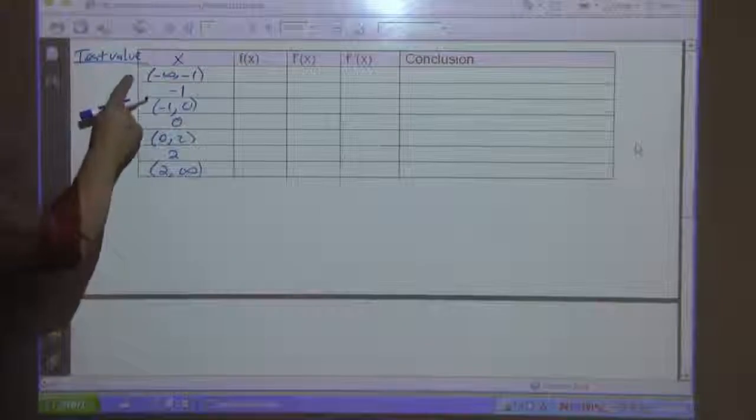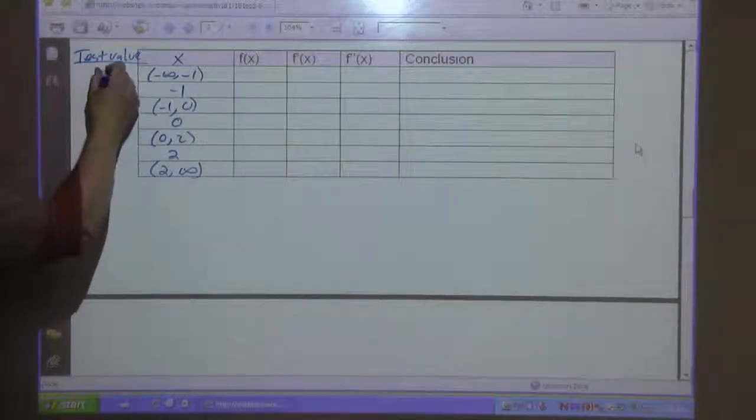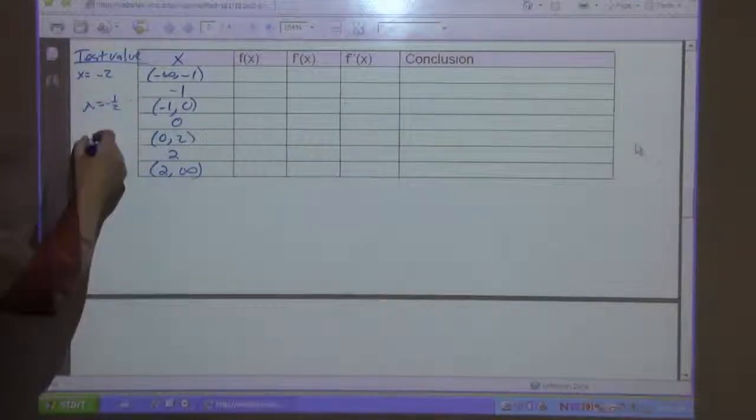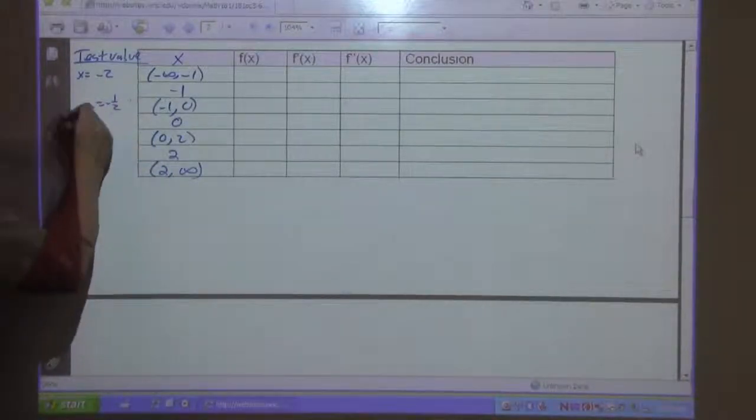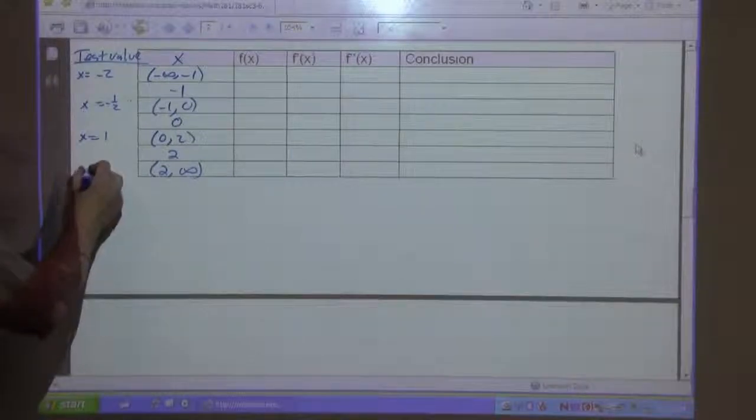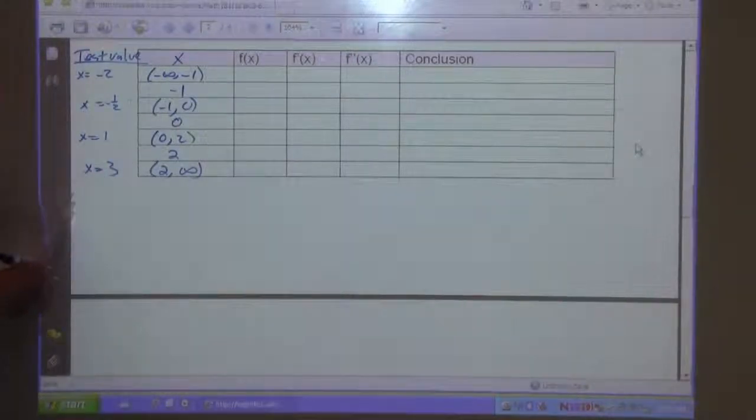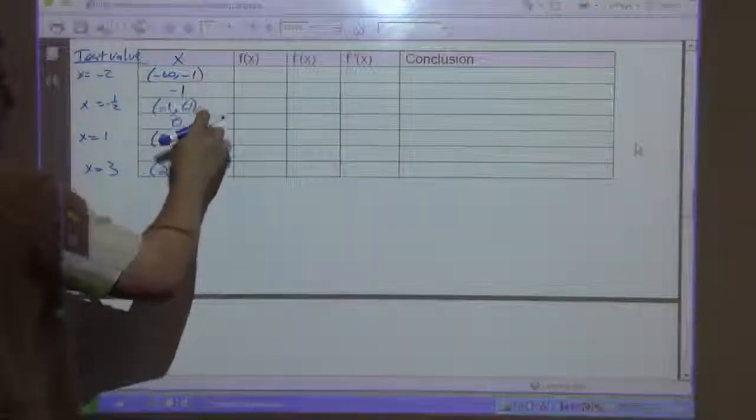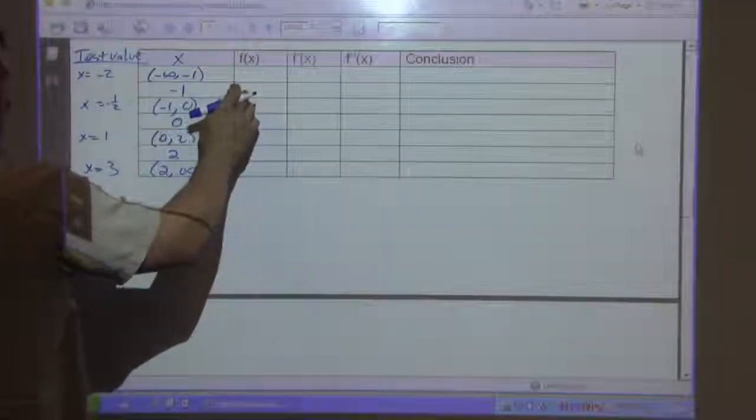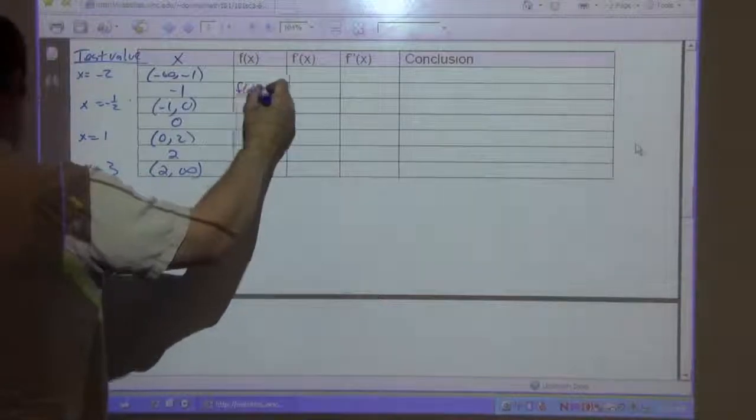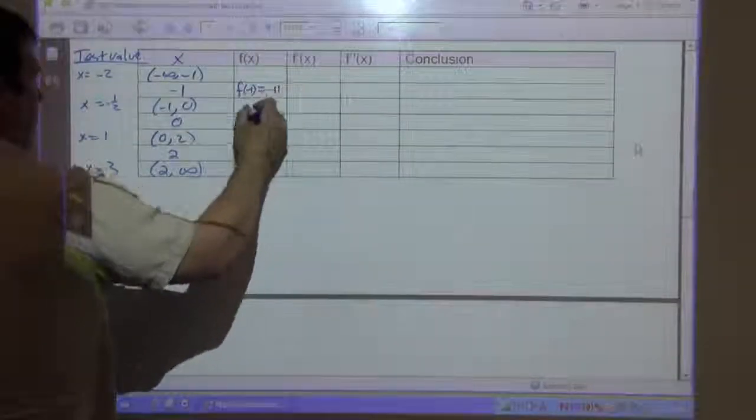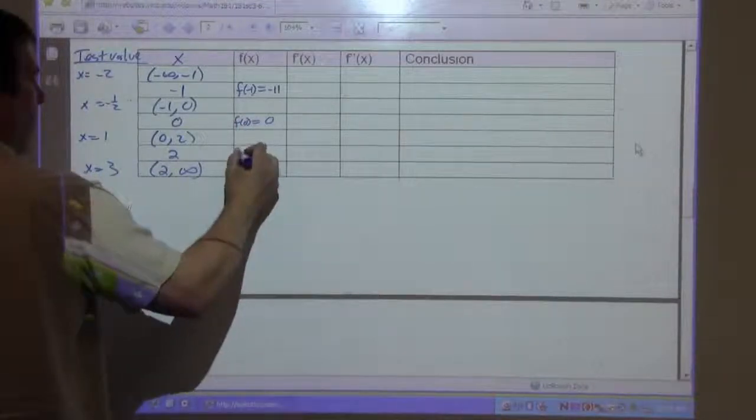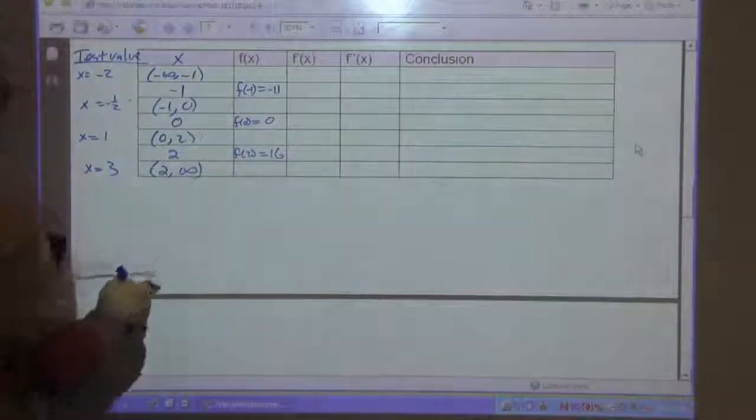So when we have an interval, we need a test value. Like here we could say -2. Here we could say x equals -1/2. Here x equals 1. Here x equals 3. So we really want f of x at the specific values here. So f of -1 is going to be -11. F of 0 is going to be 0, and f of 2 is going to be 16.